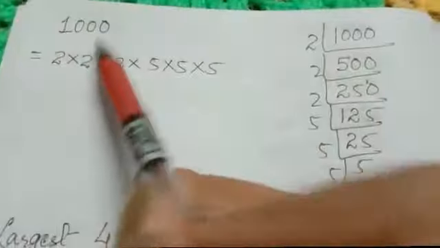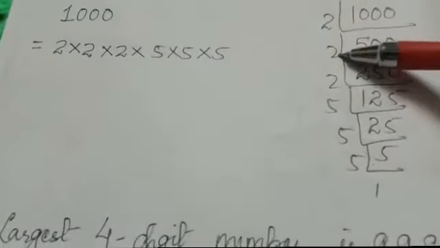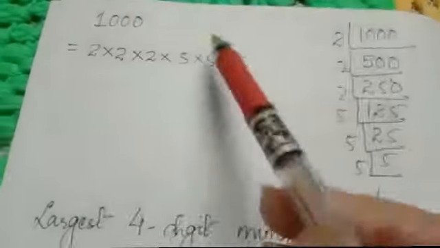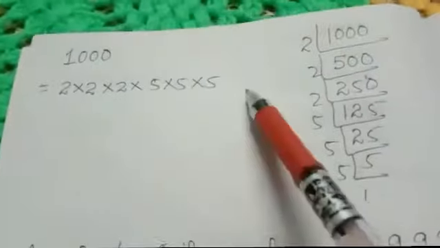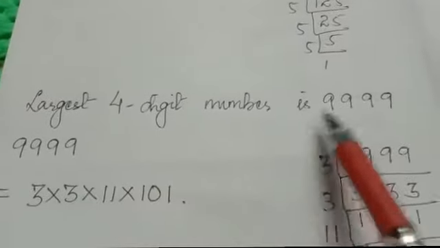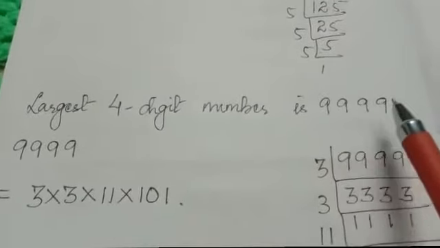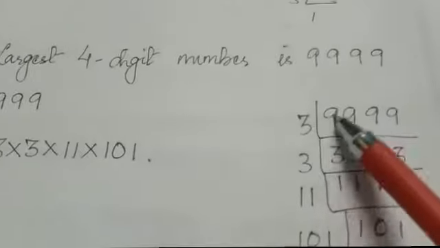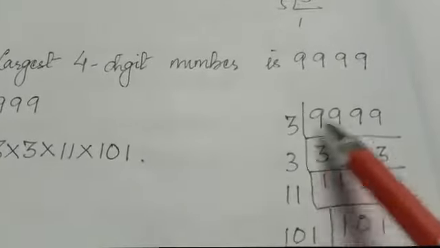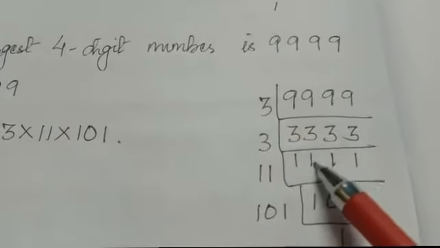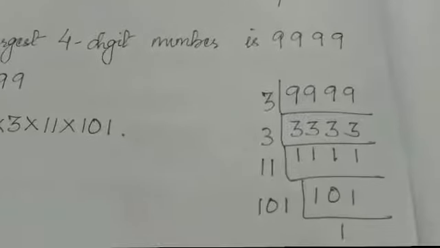So 1000 can be written as 2 into 2 into 2 into 5 into 5 into 5. So we have written the smallest 4-digit number in factor form. Now the largest 4-digit number is 9999. Again we have to find the factors. 3 3s are 9, 3 3s are 9, 3 3s are 9, 3 3s are 9. Again 3 1s are 3, 3 1s are 3, 3 1s are 3, 3 1s are 3.